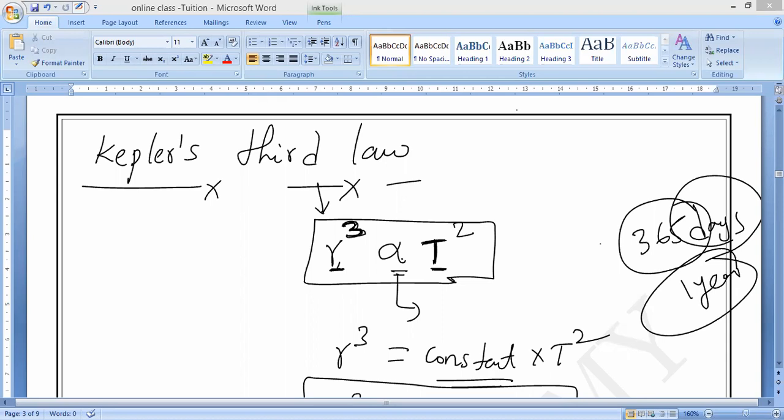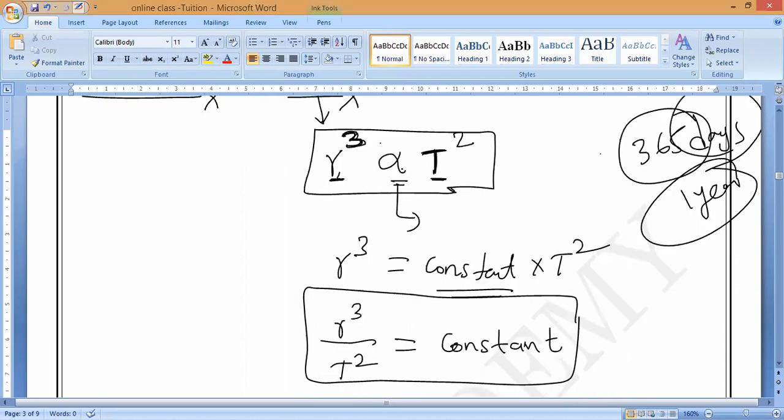After that, what should you write? R cube is directly proportional to T square. R cube equals a constant into T square. So R cube by T square equals what, guys?